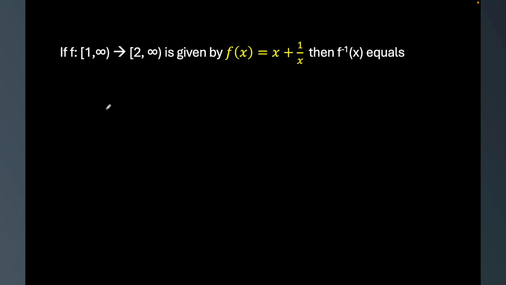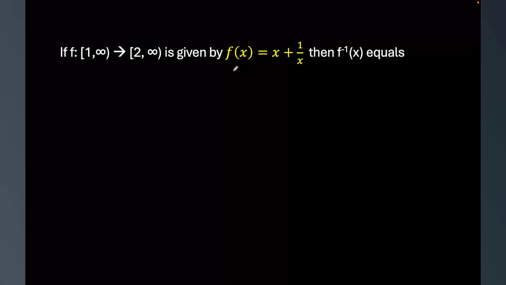All right. So we have a question here. If our f of x is x plus 1 by x, and we're supposed to find the inverse, the domain is given by 1 to infinity, and its corresponding range is from 2 to infinity, inclusive of 2, okay? So let's start.